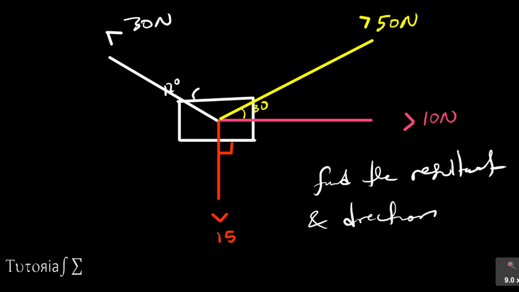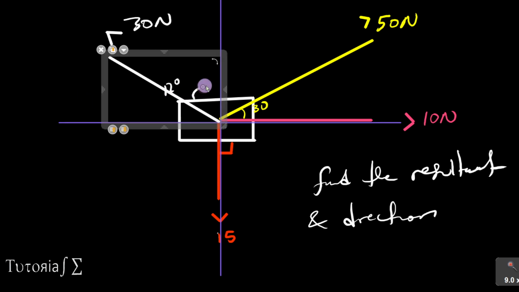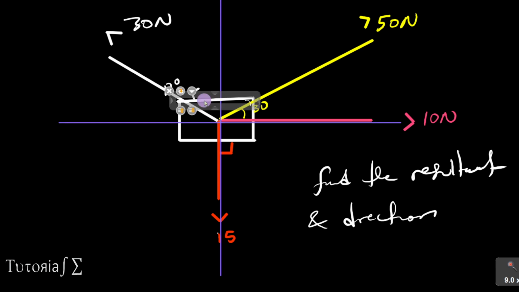So let me just draw my simple x-y plane. So this is the y-axis, and this is the x-axis like that. Then I can remove the box there. So I can remove this.